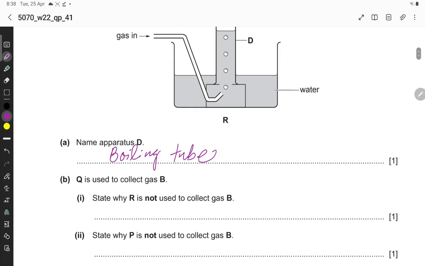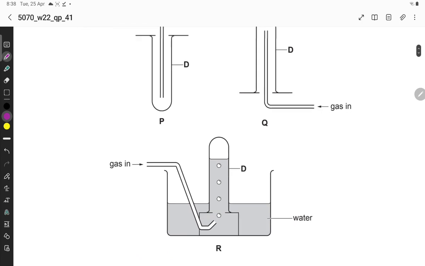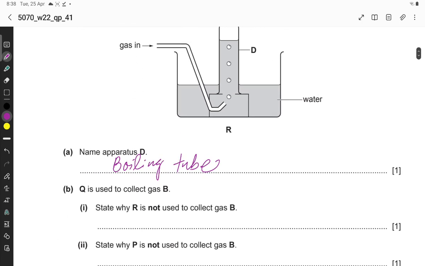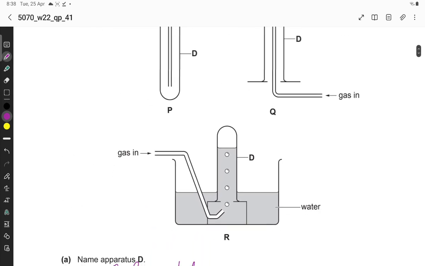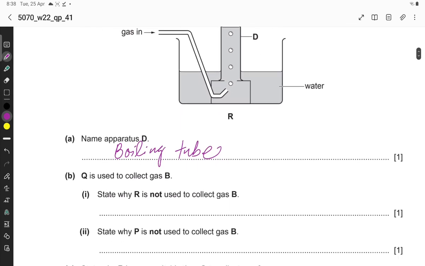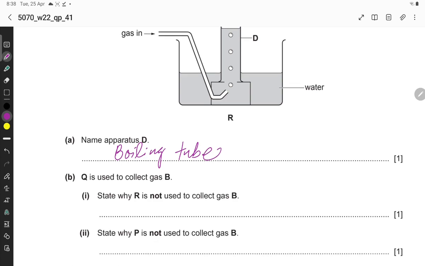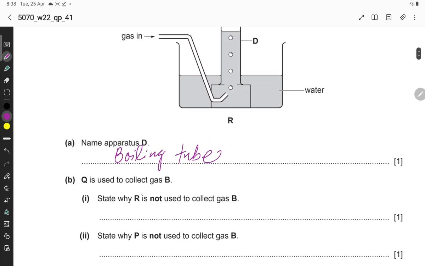Q is used to collect gas B. State why R is not used to collect gas B. As it is soluble, or you can write down, gas B is soluble in water.